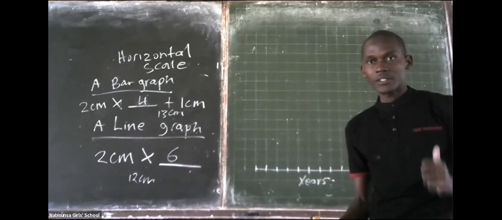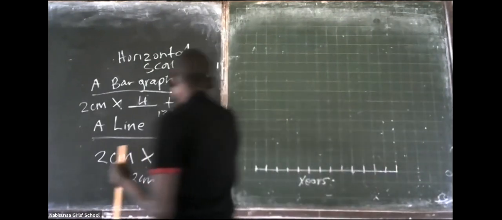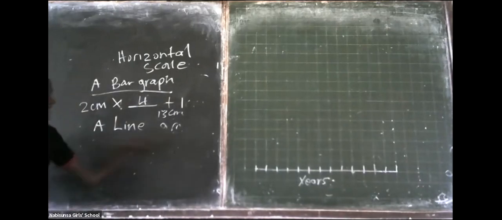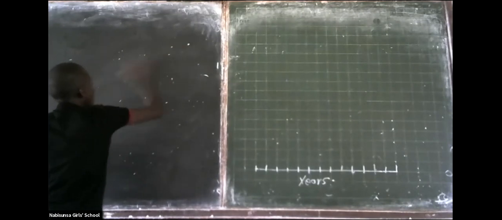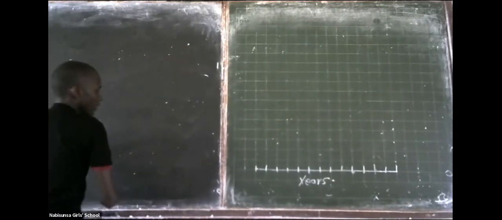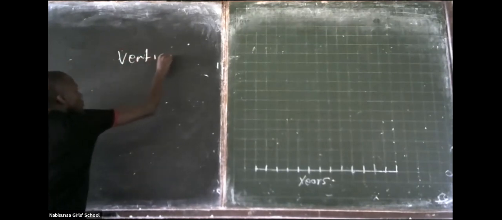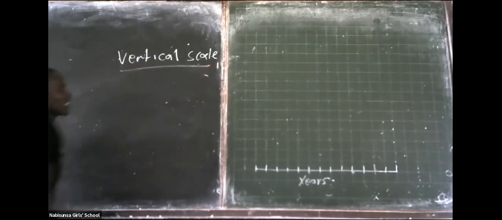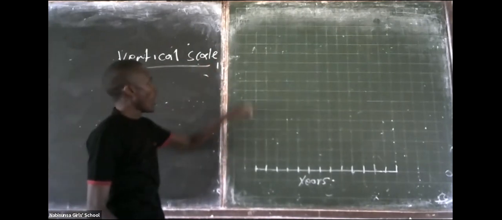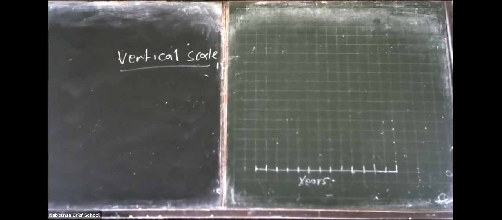Yes, teacher. So now, after here, let me remove this one. Then the next step is to see how to get the vertical scale. The vertical scale, that's where people get a challenge. The numbers we used to go up. Now, this is the formula.